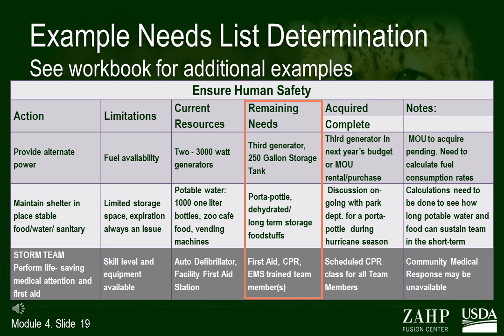This is only one way to create a needs list. Whatever works best for you is what you should use. It could be charts, spreadsheets, Sanskrit, it doesn't matter. This chart might even add a column such as who's responsible to make it happen, or maybe a column that lists a timeline to accomplish or acquire those remaining needs. Let's look at the last row for the storm team specific needs.